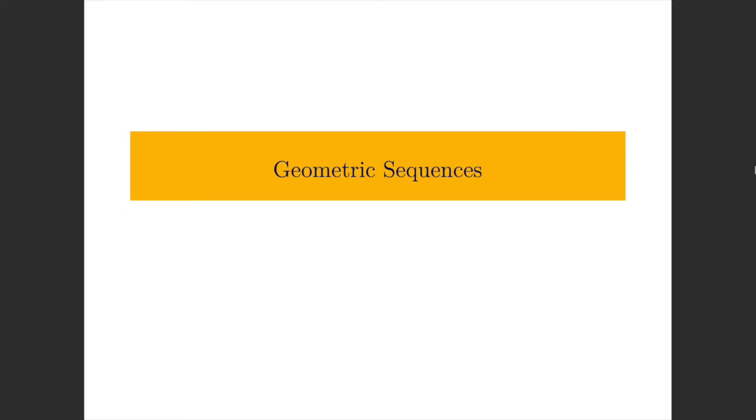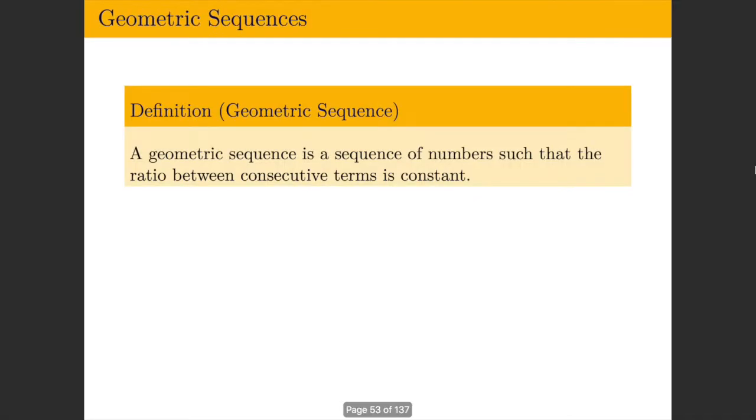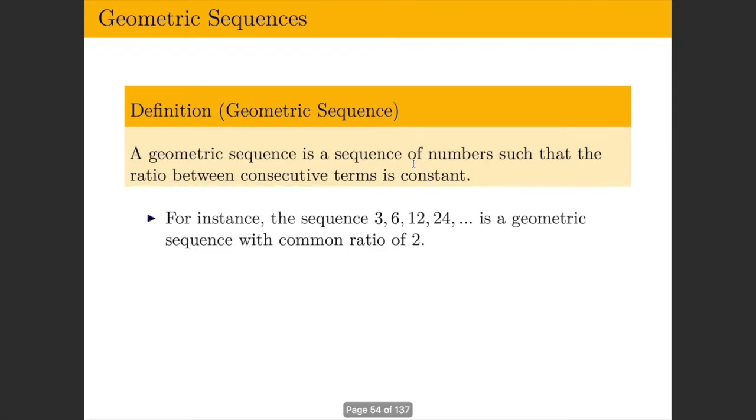Welcome. In today's video we're going to be looking at geometric sequences. To begin with, let us first define what a geometric sequence is. A geometric sequence is a sequence of numbers such that the ratio between consecutive terms is constant. Let's go through a few examples of what this might be.